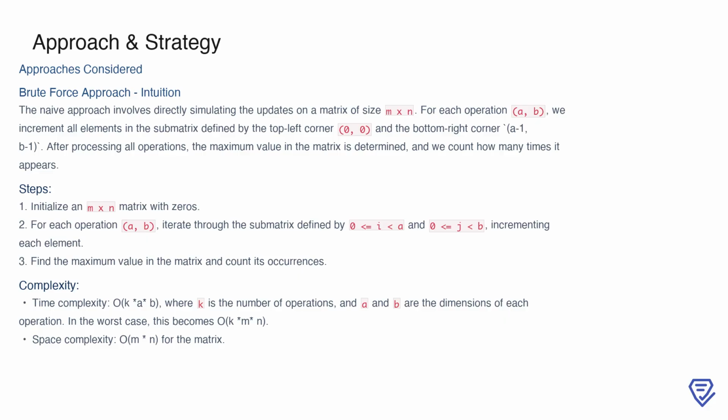Specifically, the time complexity is proportional to the product of the number of operations and the size of the submatrices being updated. In the worst case, this can become O(k*m*n). Additionally, the space complexity is O(m*n), because we need to maintain the entire matrix. This makes the brute force approach impractical for large matrices or numerous operations.